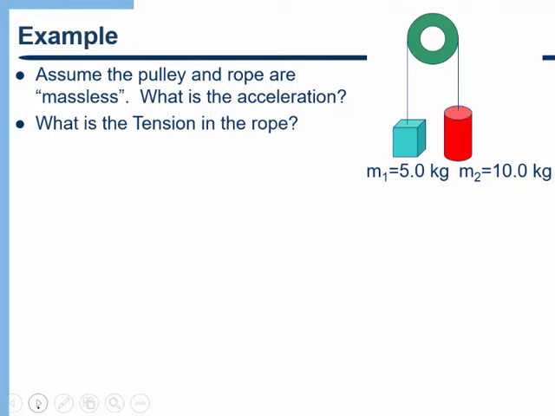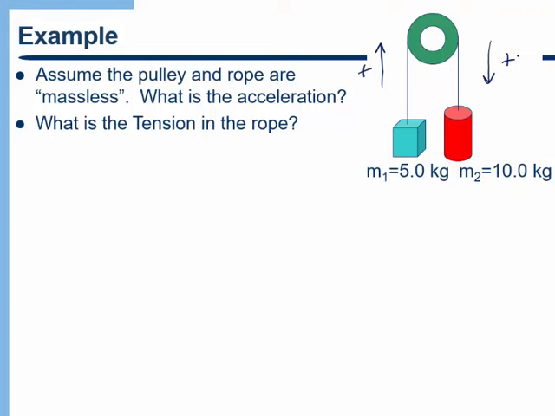Remember, there's an extra step when we have two objects moving together in a situation like this. We've got to specify what we're going to refer to as the positive direction. So I'm going to define up as positive for m1. And therefore down is going to be positive for m2. And we'll see where that comes into the solution here in just a minute.